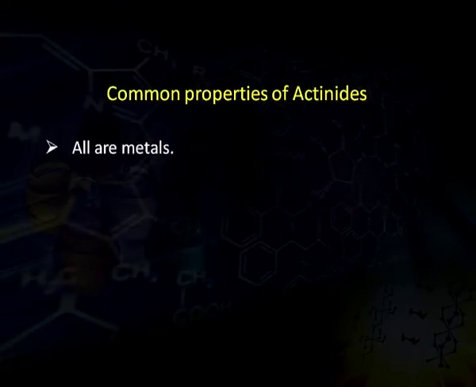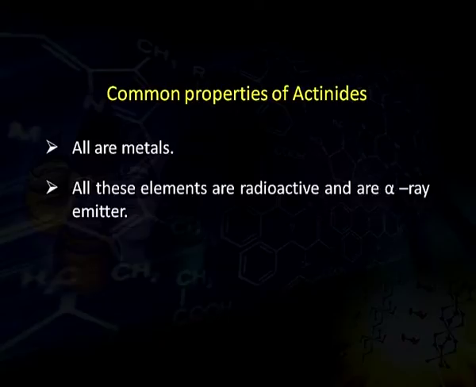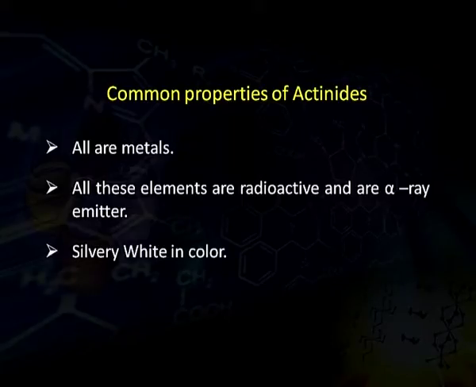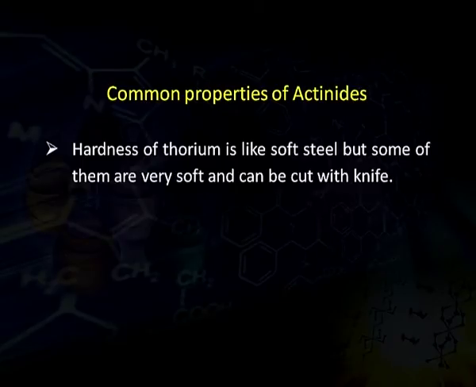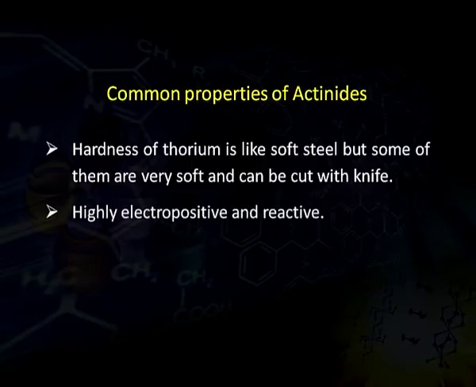All these actinides are metals. All these elements are radioactive and are alpha ray emitters. These actinides mostly have a silvery white color. The hardness of thorium is like soft steel, but some of them are very soft and can be cut with a knife, as you might know about sodium, elements which can be easily cut by a knife, they are so soft. But thorium has a hardness like soft steel.